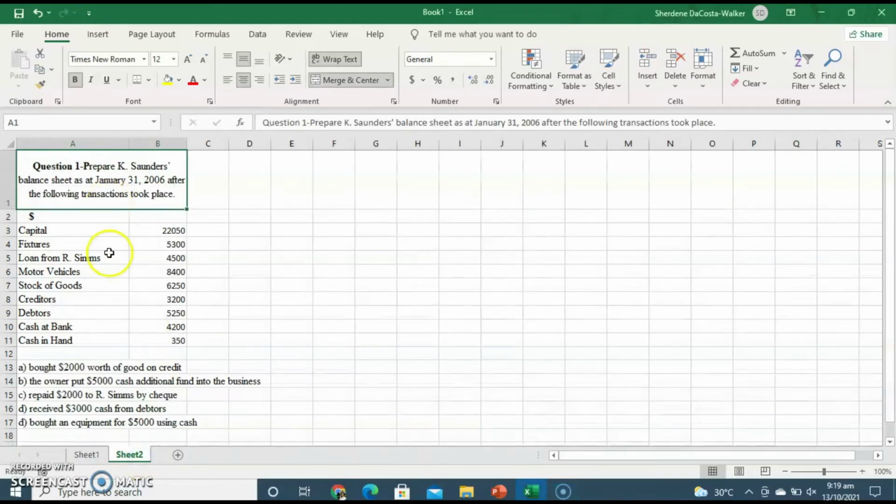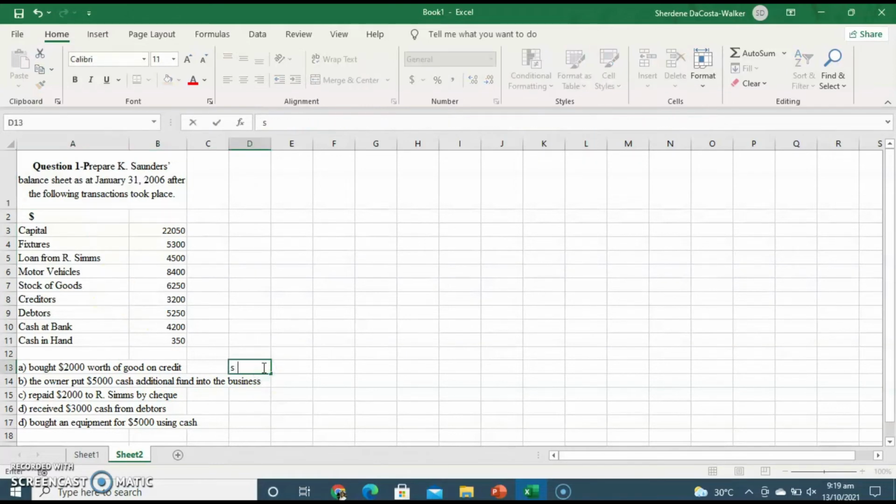So here we are. Those were the information that was before, and then we have some transactions. So let's look at the first one. Bought $2,000 worth of goods on credit. Now, once we say that we bought goods, goods is stock. So we have stock. And then it says on credit. Therefore, it means that we owe someone. When we owe anyone for goods that we bought from them on credit, that is our creditors. So the two things that will be affected on the balance sheet would be stock and our creditor.